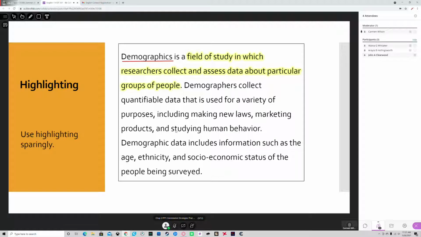Again, I talked about highlighting. And again, the research says that if you're going to highlight, you should highlight less than 10% of the page. And you don't highlight articles like "the" and all of that, just the main points. So like they said, demographics, that's a term. It said it is a field of study in which collectors collect and assess data. So you didn't have to highlight "is a," you just want the short, concise definition: demographics, field of study, et cetera, et cetera, okay? Short and to the point, sparingly, just the gist, G-I-S-T.